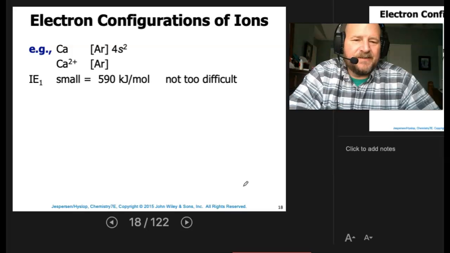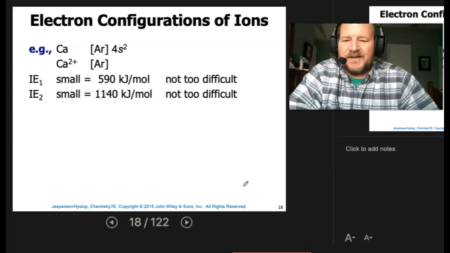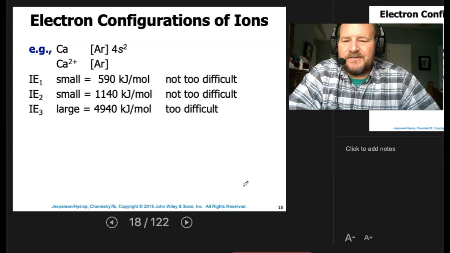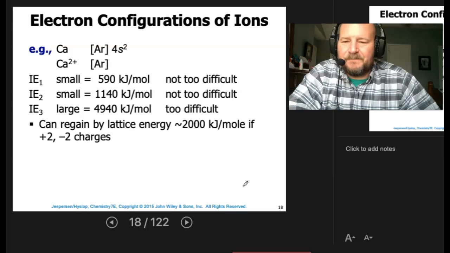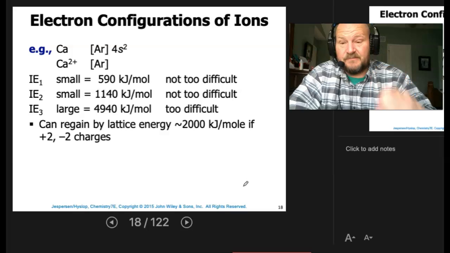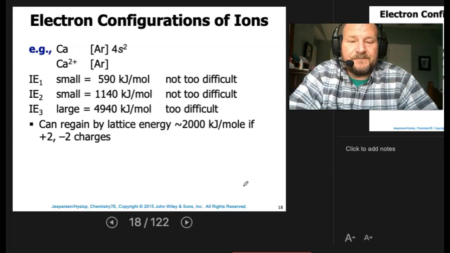They have to add up, right? Second electron, there you go, not too difficult either. Trying to get the third one though, back up to 5K again. Too difficult, can't get it done. And again, you can regain the lattice energy around 2000 as long as you're making a +2 charge.